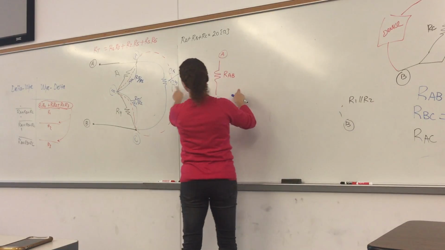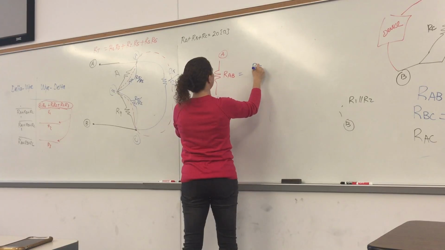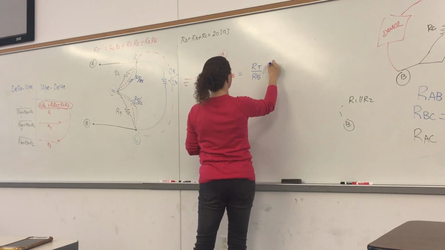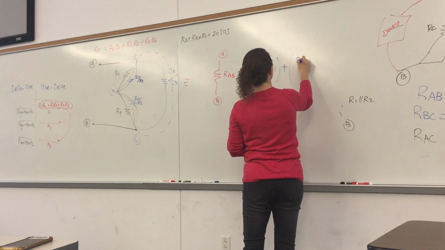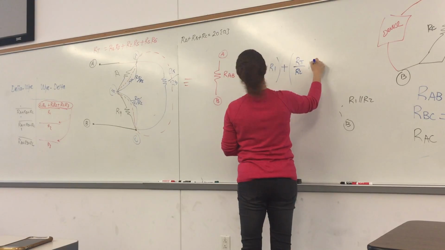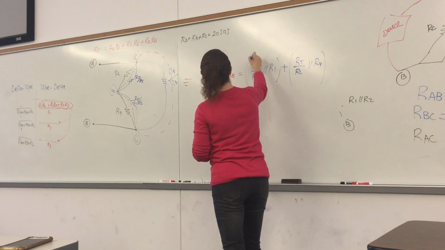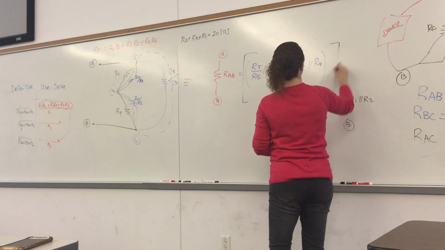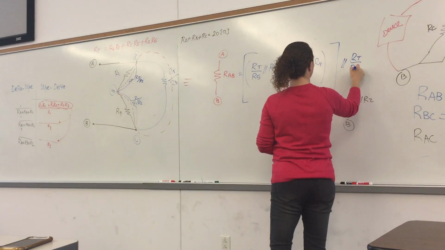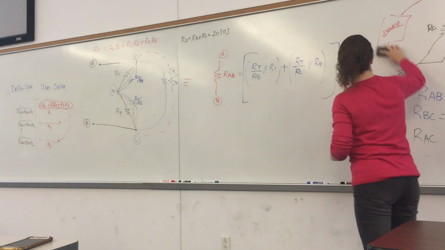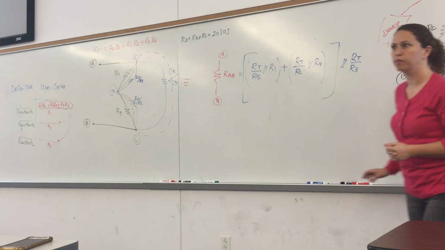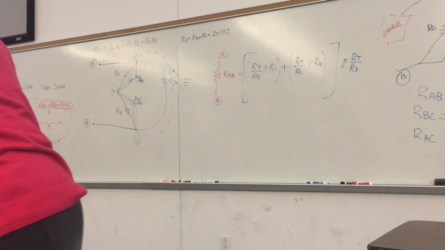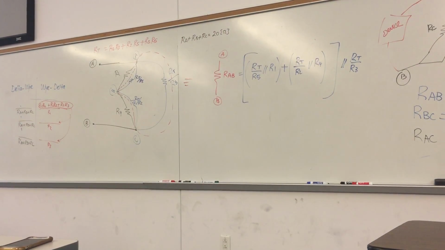So now RAB is equal to RT over R5 in parallel with R1 plus RT over R2 in parallel with R4. And this whole thing is in parallel with RT over R3. Any questions?